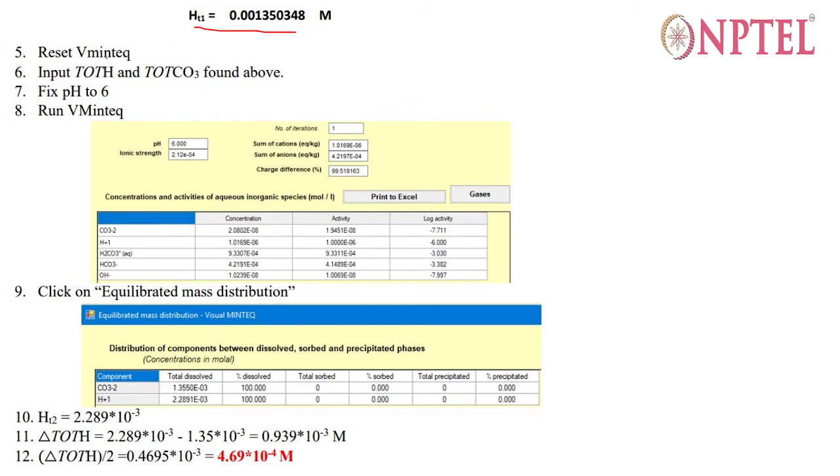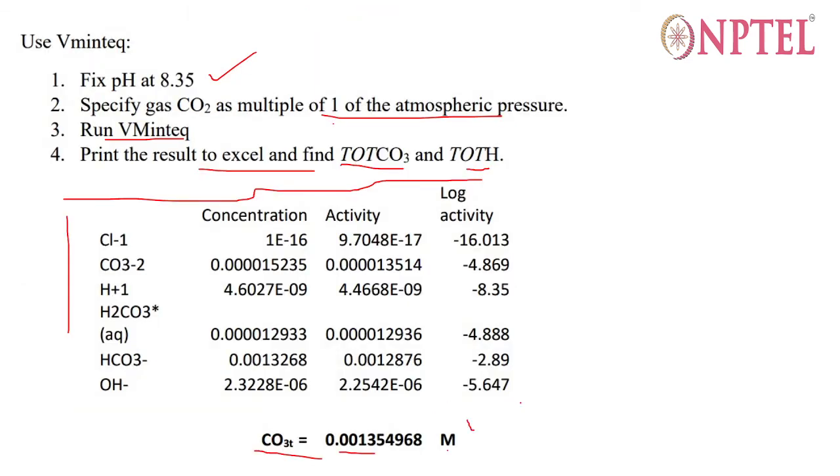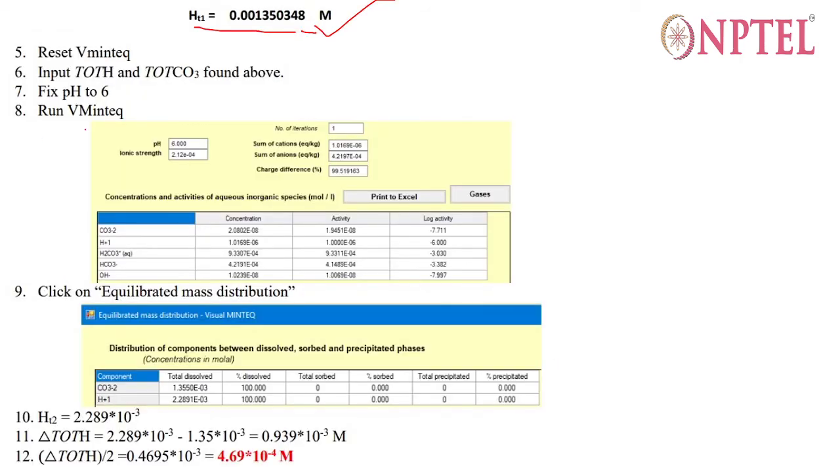So then reset this Visual MINTEQ. You have to give input again. That's why I'm resetting the whole program. Then go to the input section, write down H, from the drop down select H plus ions, total hydrogen ions, keep this value, and then also carbonate, give this value 0.00135, right? And fix the pH at 6, because that is our current pH.